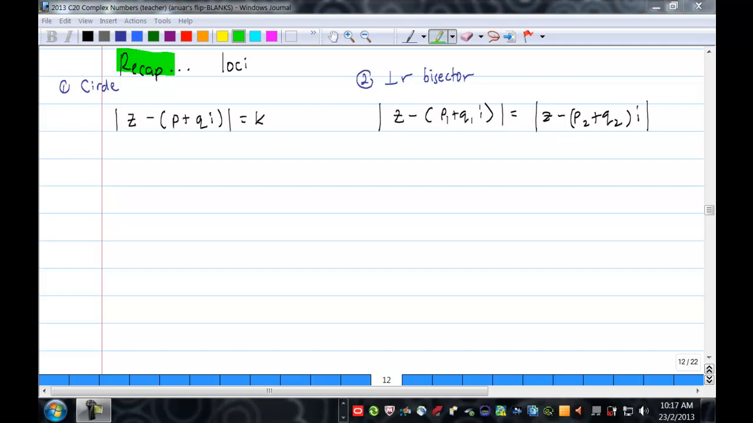Alright, so far we have looked at the locus representation in the form of a circle and also the perpendicular bisector of the variable complex number z. Right, so let's take a look at the circle again.